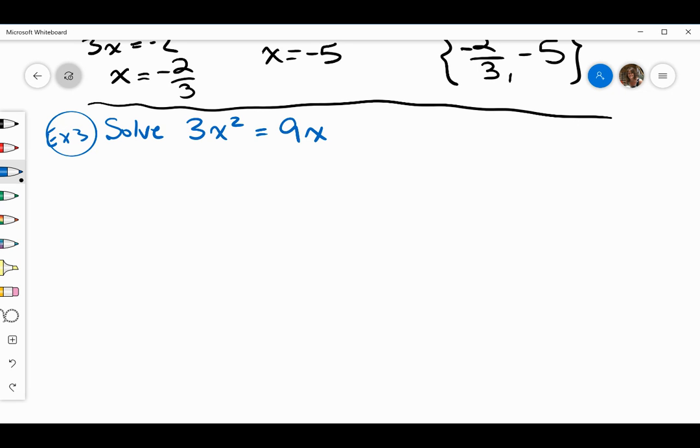All right, well, again, if we're going to use zero product property or we're going to solve a quadratic, we want it to equal 0. So I'm going to rewrite this by making it minus 9x equals 0. Okay, now factoring this.